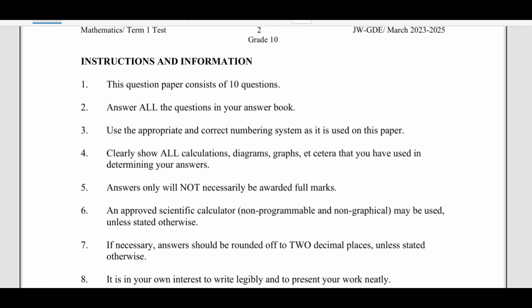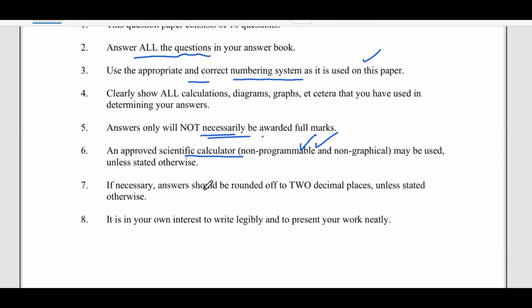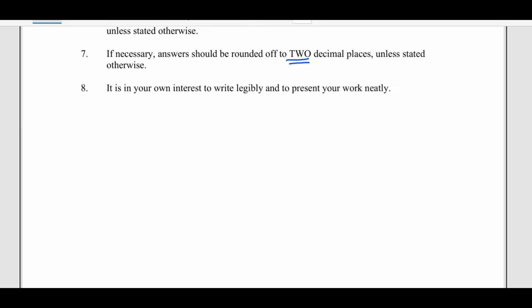All questions need to be answered. Appropriate correct numbering system must be used. Clearly show all the calculations. Answers only do not guarantee full marks. Approved calculator: we use a calculator in grade 10, for as long as it is not programmable. And if necessary, answers should be rounded off to decimals, in most cases, unless the question tells you to do otherwise.